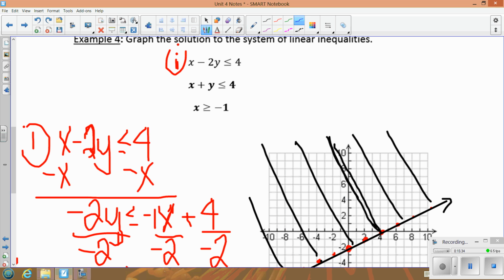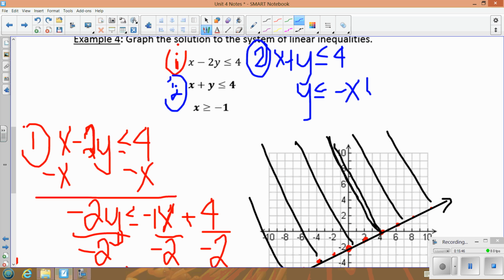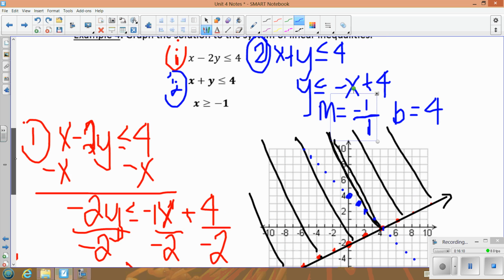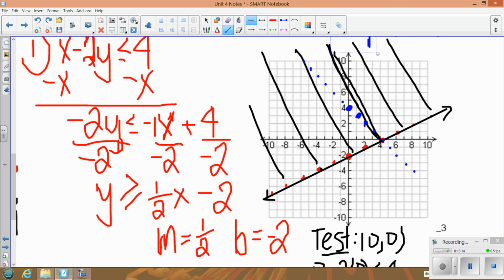And then we're going to do the next one. So my second inequality. So we have x plus y less than or equal to 4. Bring the x over. Slope is going to be negative 1 over 1. Y-intercept's up at 4. So down 1, right 1, down 1, right 1. And then backtrack, left 1, up 1. We're going to have a solid line at that because of the fact that we had the little equal sign underneath.